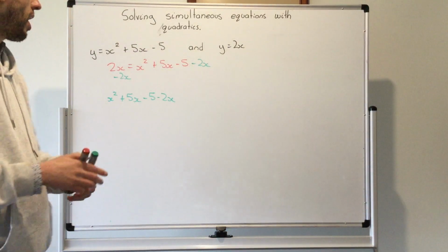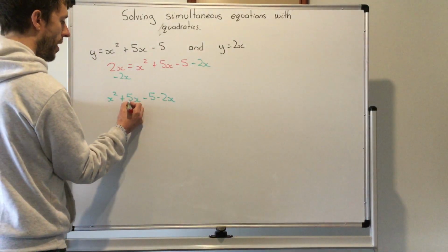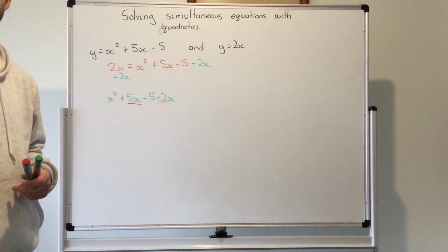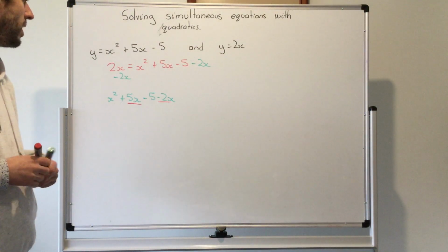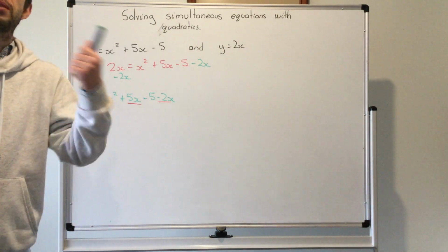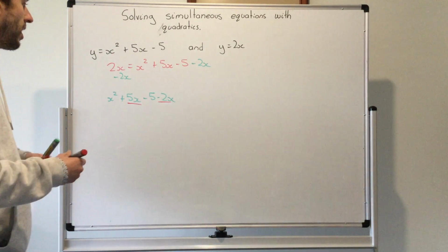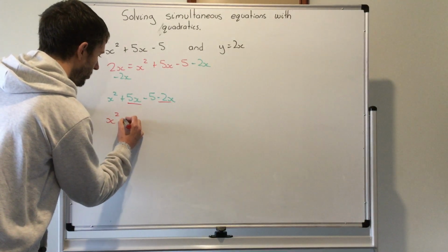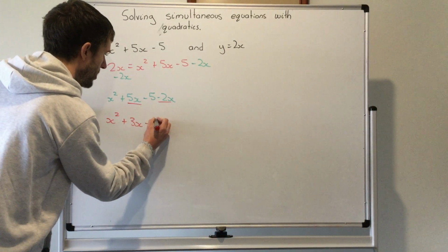Now we have a like term there. We have 5x and minus 2x. So we need to simplify to make our job easier. So 5x, and I've taken away 2 of those x's, and I'm left with 3x. And it becomes x squared plus 3x take 5.